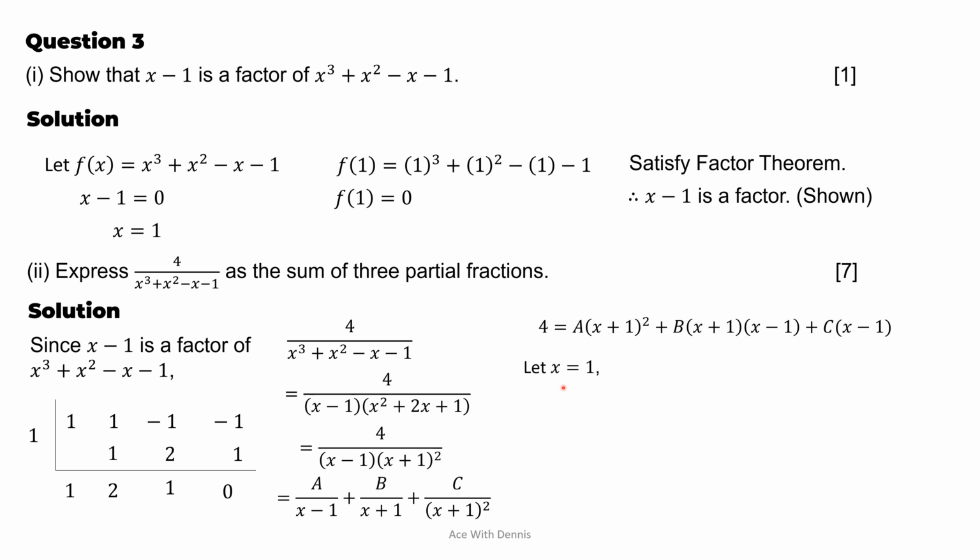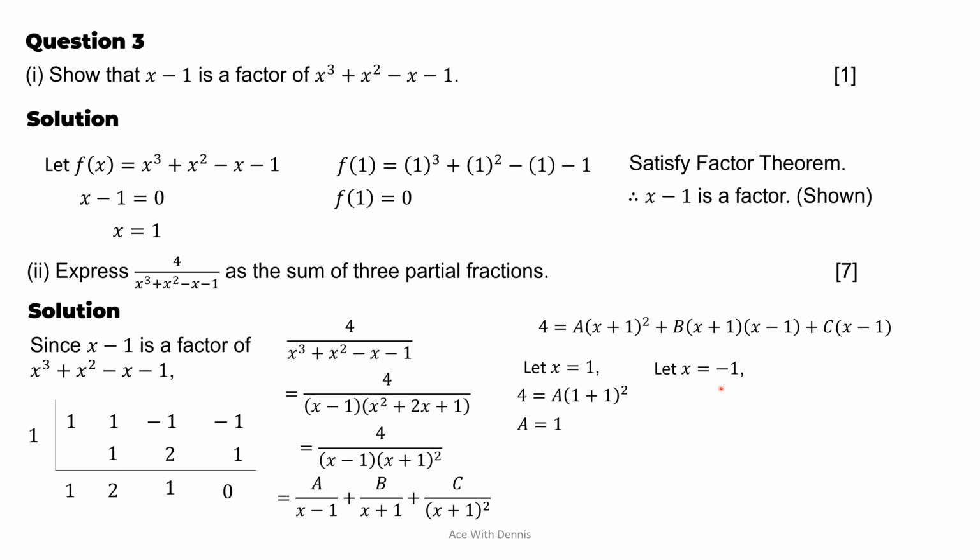First I will let x equal 1, because when I let x equal 1, I can eliminate B and C. Here 1 minus 1 will get 0, here 1 minus 1 will get 0, then B and C will be eliminated. So we get 4 equals A times 1 plus 1 squared. So A equals 1.